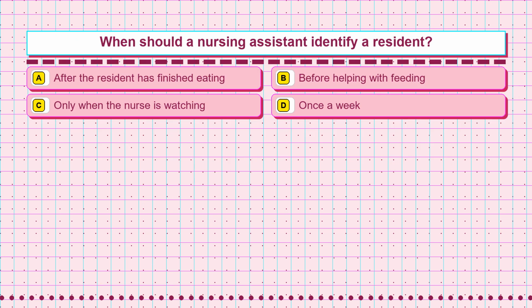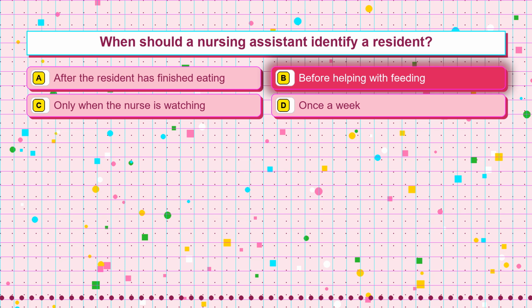Question 72. When should a nursing assistant identify a resident? Option A. After the resident has finished eating. Option B. Before helping with feeding. Option C. Only when the nurse is watching. Option D. Once a week.